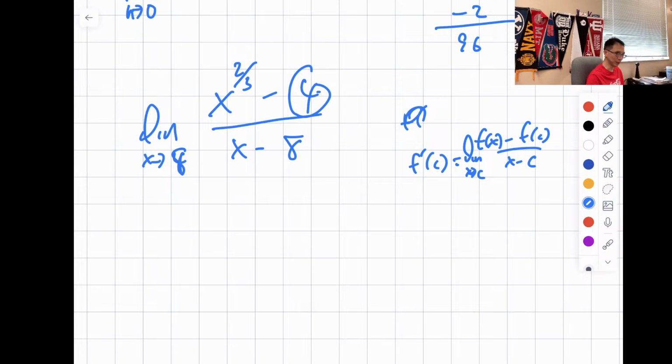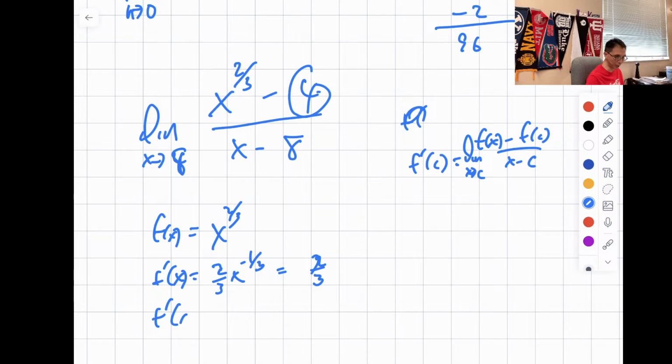So therefore, x to the 2/3 is equal to f of x, and you want to find f prime of x, which is 2/3 x to the negative 1/3, and we are plugging in c. Because we want f prime of 8, it'll be 2/3 times 8 to the negative 1/3, so that's going to be 2/3 times 1/2, and that's equal to 1/3. So the answer is 1/3.